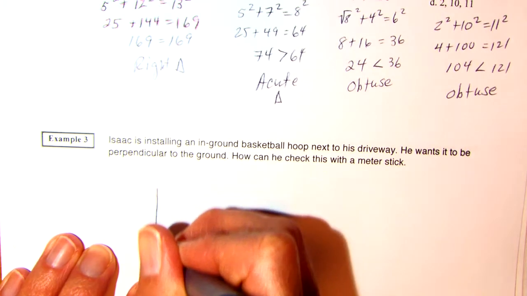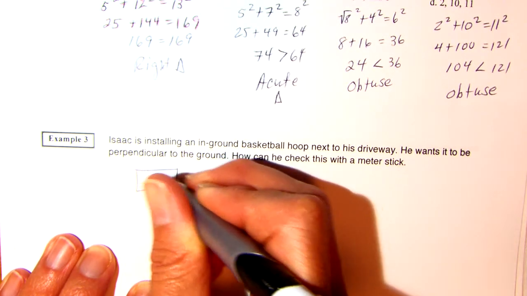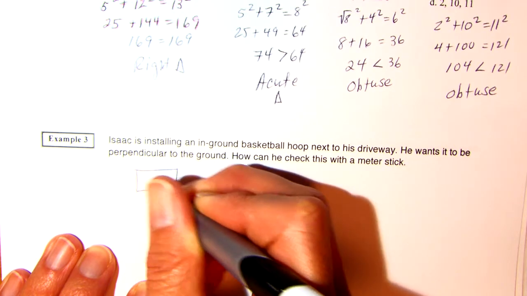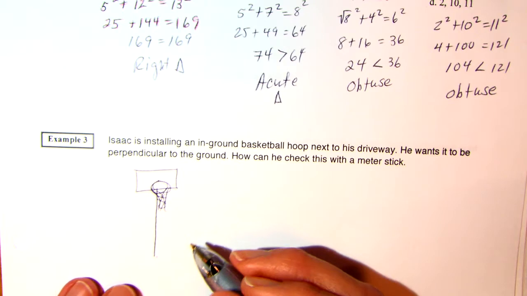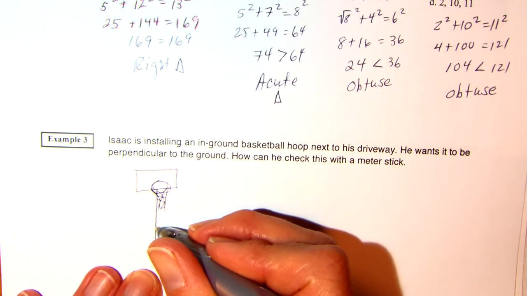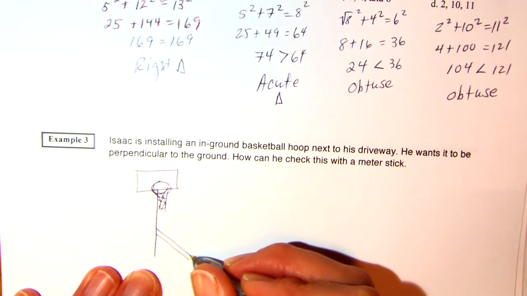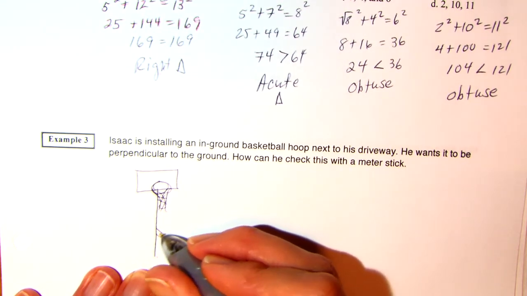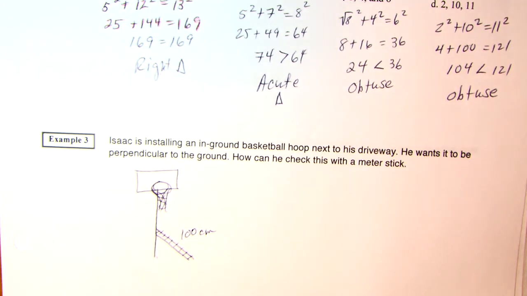Alright, so let me try to draw this. This is the basketball hoop, okay? And she has a meter stick, or let me say this is Isaac. Mark it off so you know this is 100. How do I know it's 100 centimeters? It's 100 centimeters in a meter.